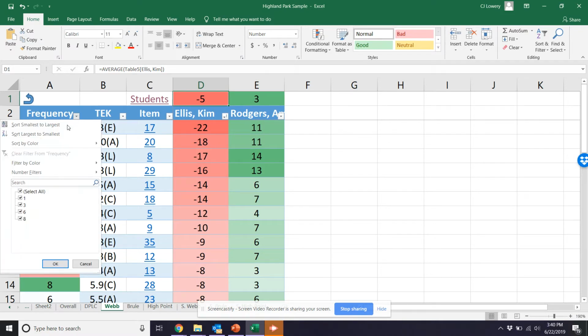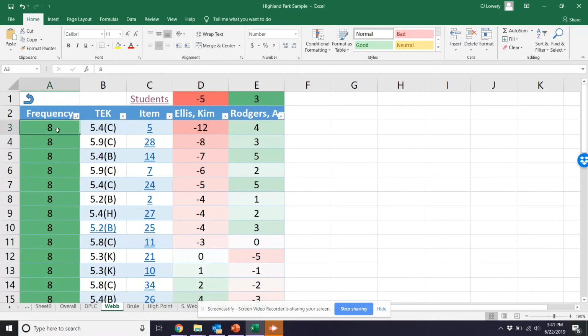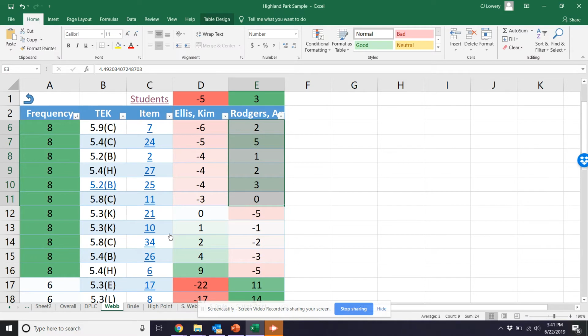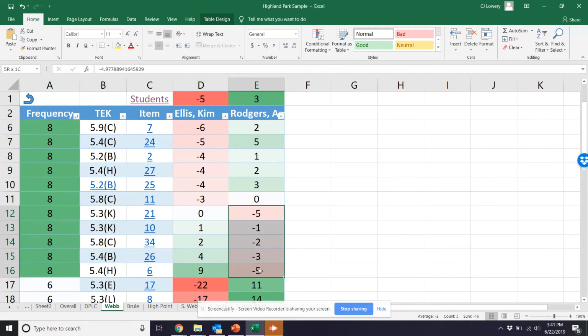So again, let's take the frequency and go largest to smallest. And so you can see here that these TEACs, Miss Ellis really needs to work on, and she doesn't need to go to a conference or anything. She really just needs to go next door, because Miss Rogers seems to be doing well at those. But again, we don't want to just beat down Miss Ellis. She's really got some strengths for the PLC that we need Miss Rogers to learn from her.